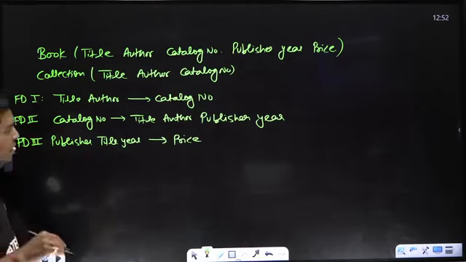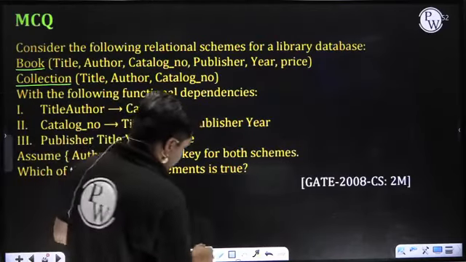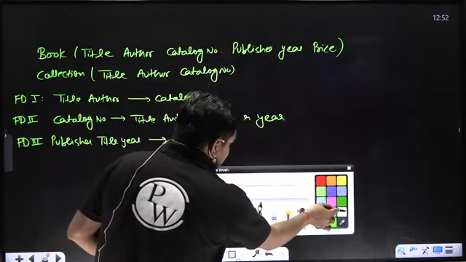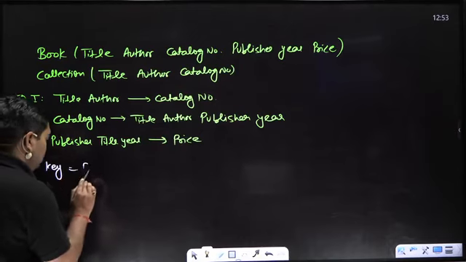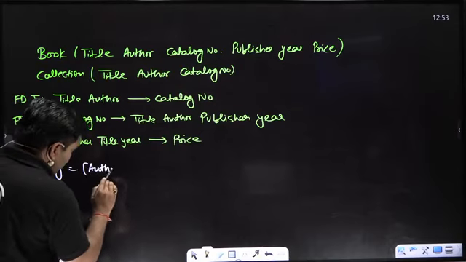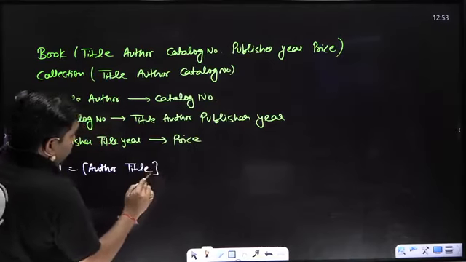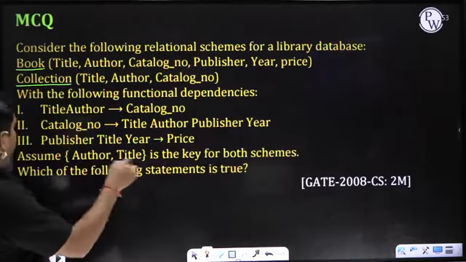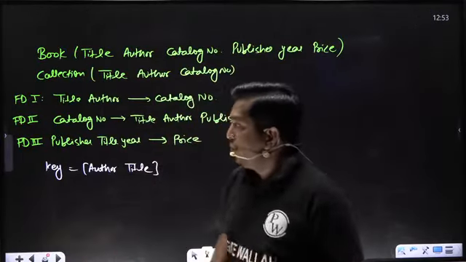Now assume author and title is the key. What is the key here mentioned? Author and title is the key for both schemes. Then which of the statements is true? Now we will solve each and everything.